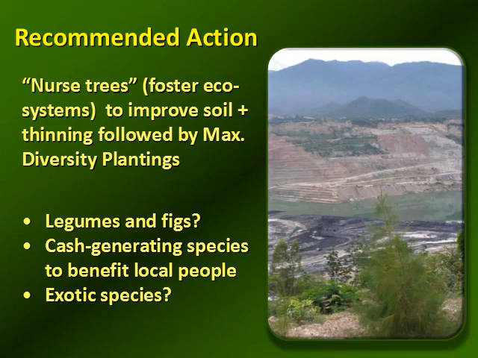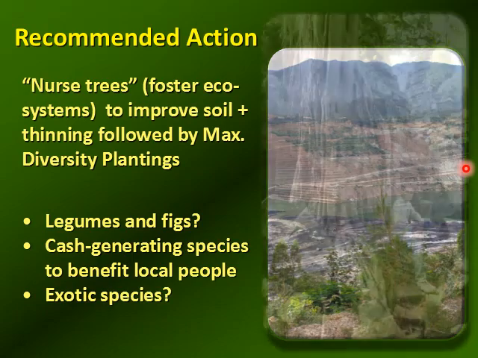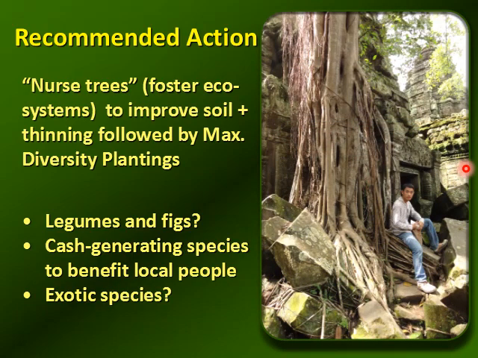So we're looking for nurse trees to create what we call a foster ecosystem. The function of the foster ecosystem is to improve the soil, and later on these nurse trees can be thinned out, and then you can come in with your maximum diversity plantings once the soil has improved. There are two groups of tree species that we are particularly interested in with this stage 5 degradation.